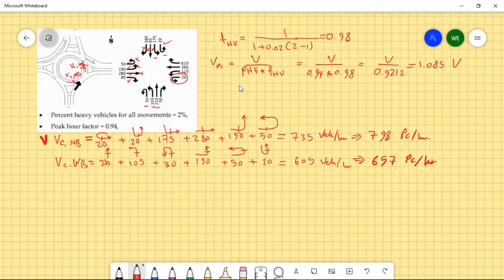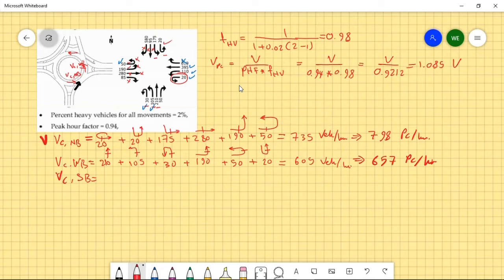Let's continue and calculate V conflicting southbound. So we are calculating now the conflicting volume in this side. So basically what is conflicting with the southbound? Let me just change the color of the pen. We're going to start with this. This is the first one, then this and this, then this. This is not conflicting.